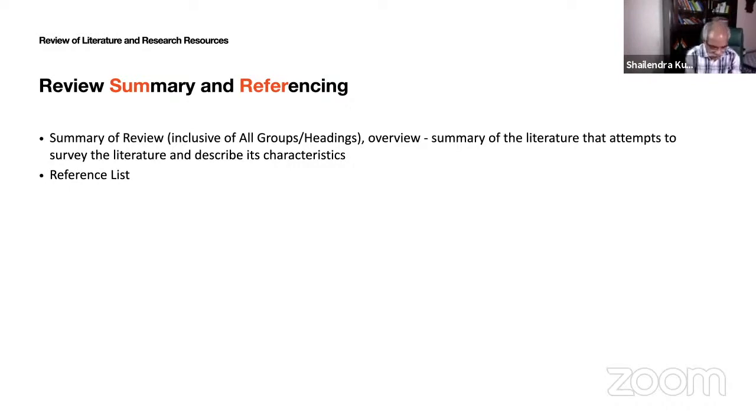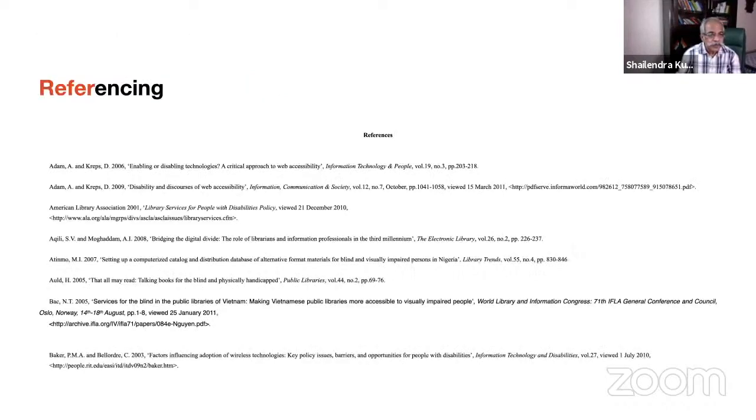And the last, but not the least, and very important, is the reference list. A review chapter without a reference list is problematic. So you have to give a reference list at the end, and proper referencing has to be there, whether you use MLA or APA or any other reference style, and there are many reference styles available. So you have to arrange all your references alphabetically, author-wise.